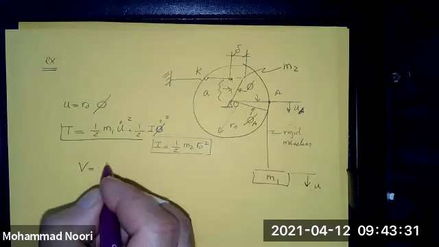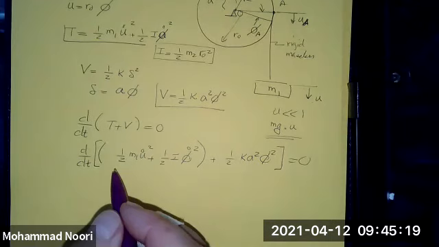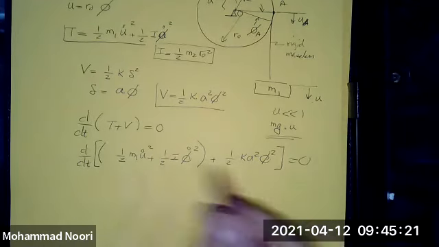That is the time derivative of 1/2 m1 u dot squared plus 1/2 I phi dot squared, plus 1/2 k a squared phi squared. Equate that to 0. That's what I need to do. In order to do that, first of all, I would set up this equation in terms of one of these two variables.